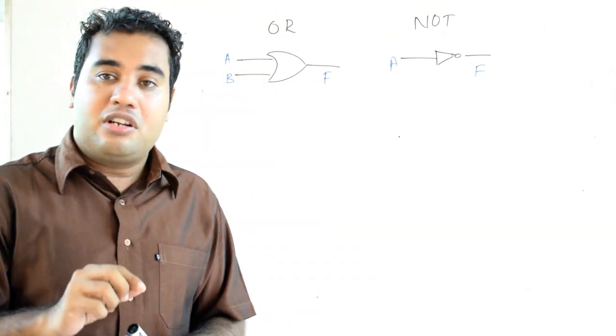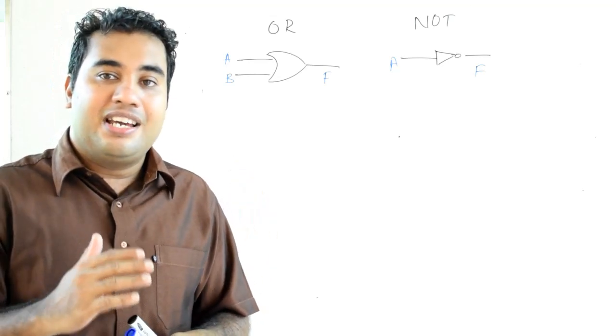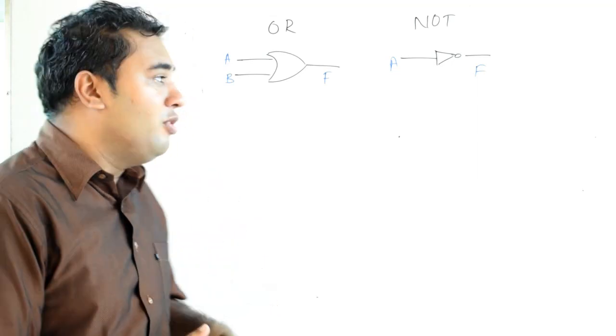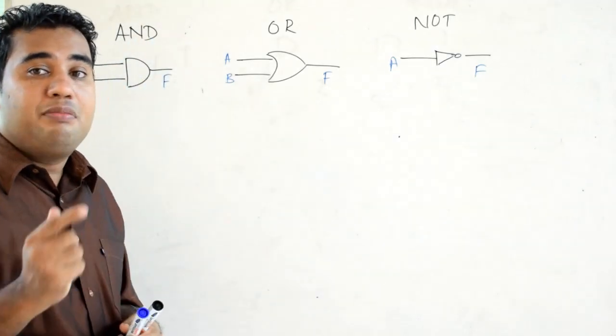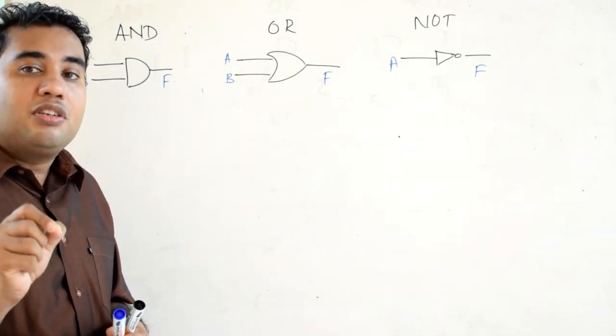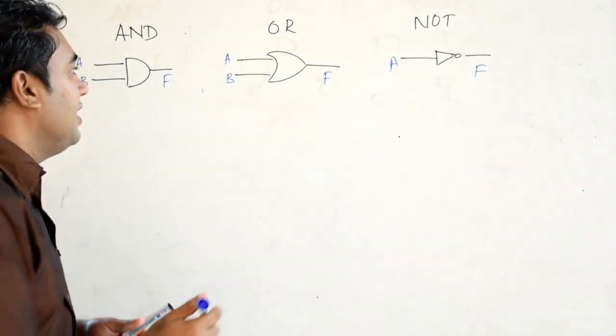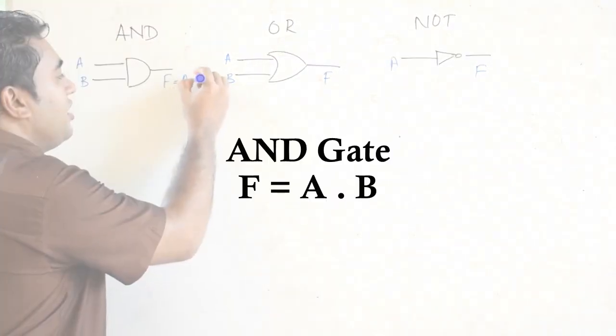You put a dot between the inputs provided to the AND gate. So in this example, the inputs are A and B. So what we do is we put a dot between A and B. So we write the output as A dot B.